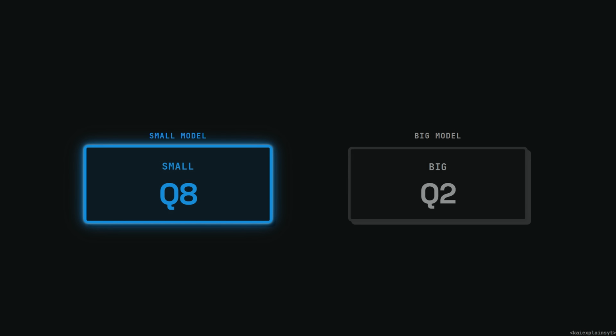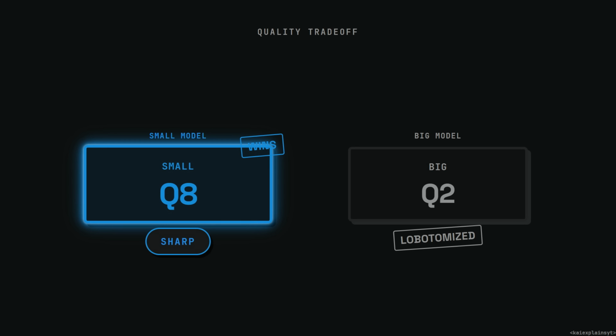Now, quantization does come with a trade-off. As the size decreases, the model loses some of its quality too. So if you're on a potato PC, run a smaller model at Q8 rather than squeezing a bigger model down to Q2. A sharp small model will beat a lobotomized big one every time. Now let's get into the tiers.